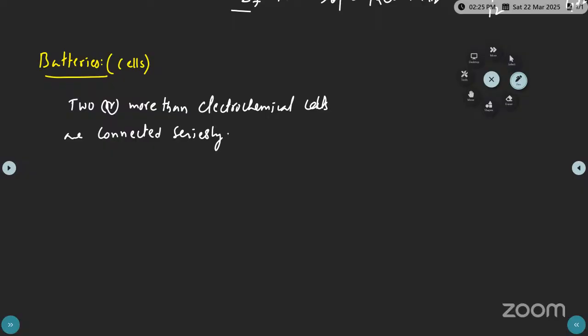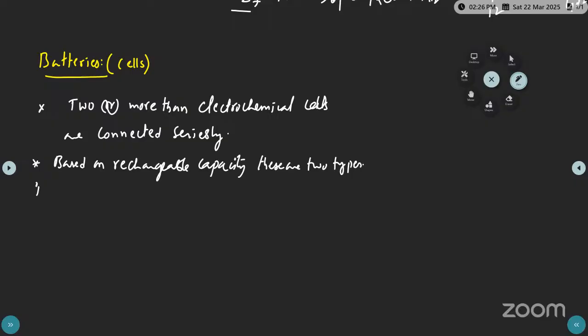Based on rechargeable capacity, these batteries are classified into 2 types. How many types? 2 types. One is the primary battery or primary cell.